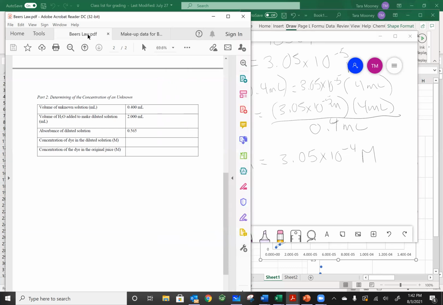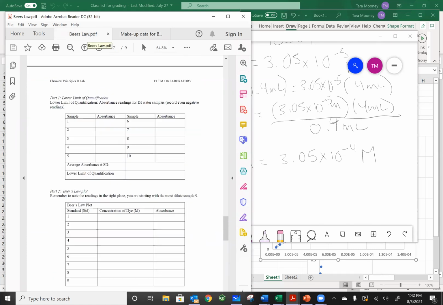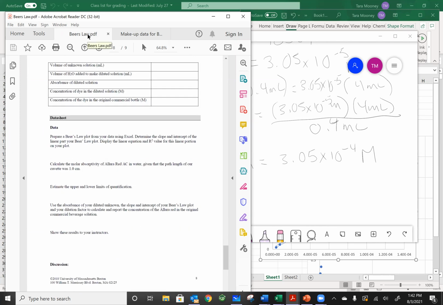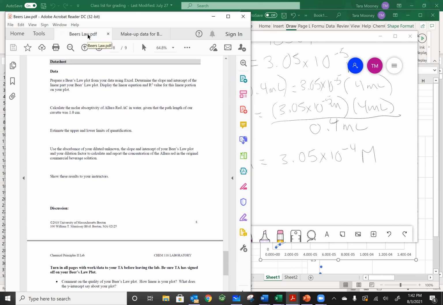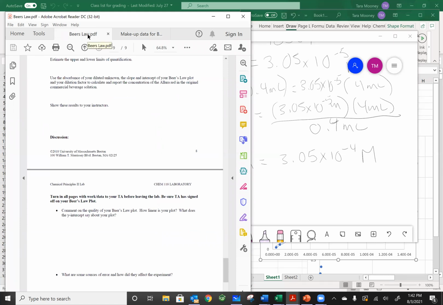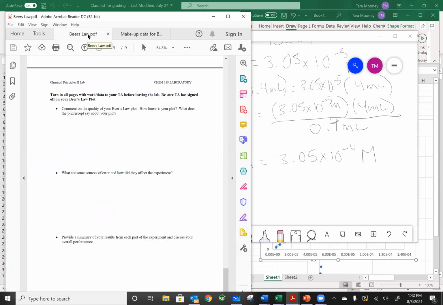Okay, so let's take a look at the data sheet again. So now we've done part 1, we've done part 2, and part 3. And for the data part, we've done the plot, we've calculated the molar absorptivity, we have the upper and lower limits of quantification. We figured out what the original concentration was. So now all you need to do is the discussion.